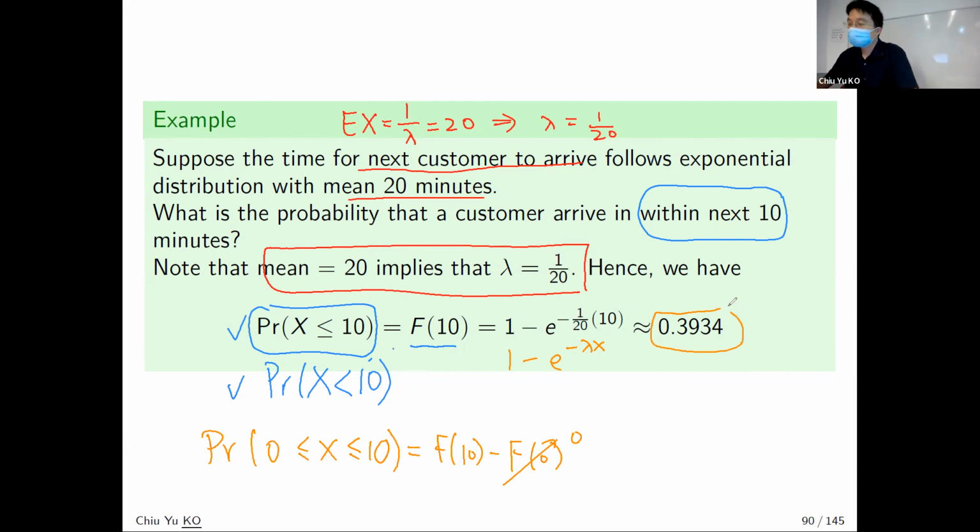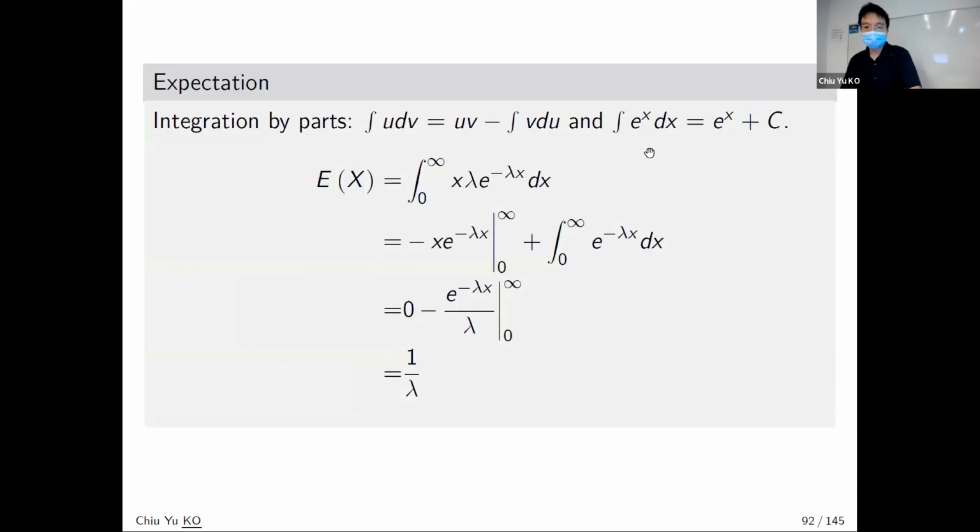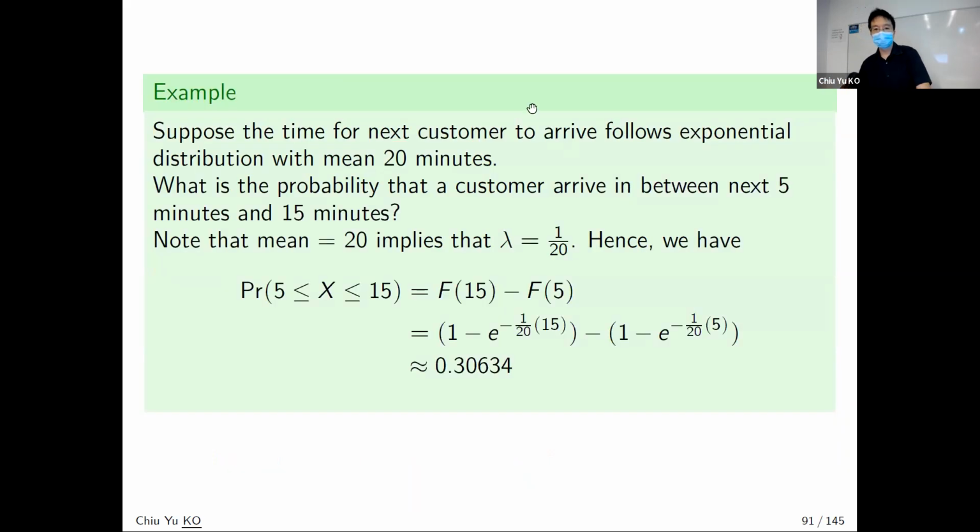I hope it is clear what's going on. Is that okay? Is there a question? No? Okay, good. So this is the next question, which I think is not very difficult. It's the same process, but instead it asks for between 5 and 15 minutes.